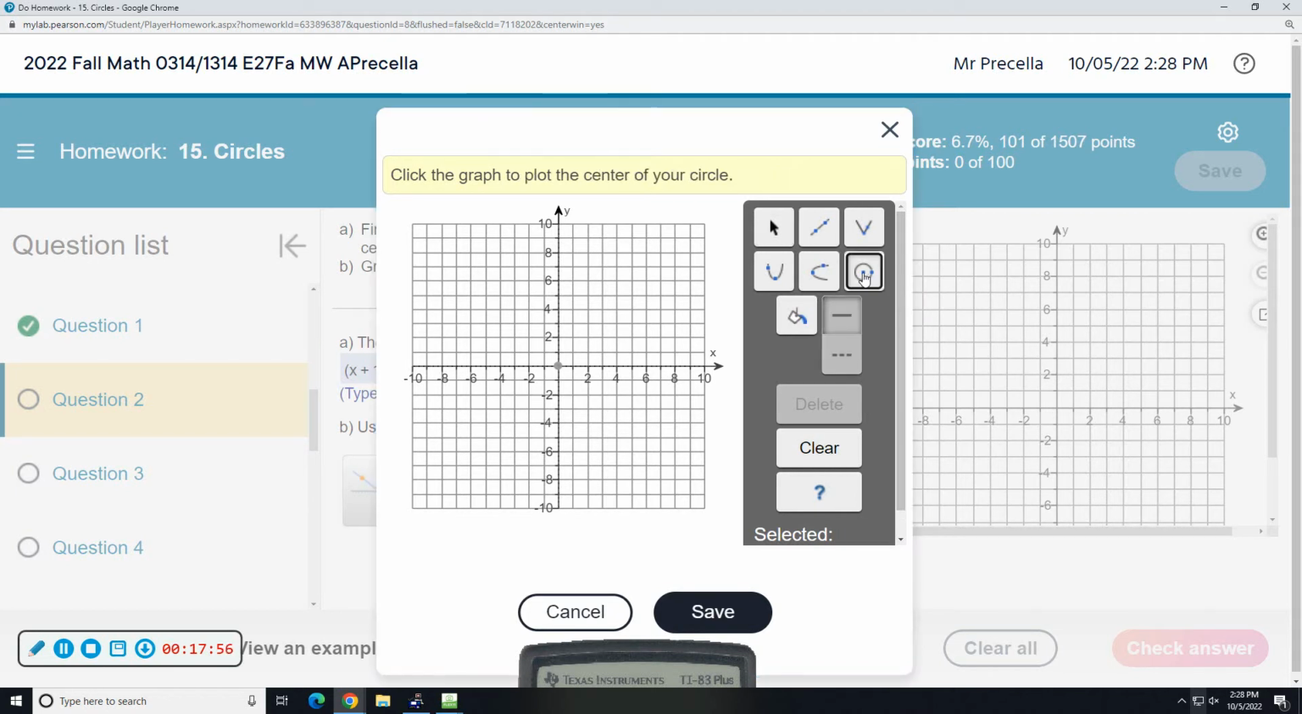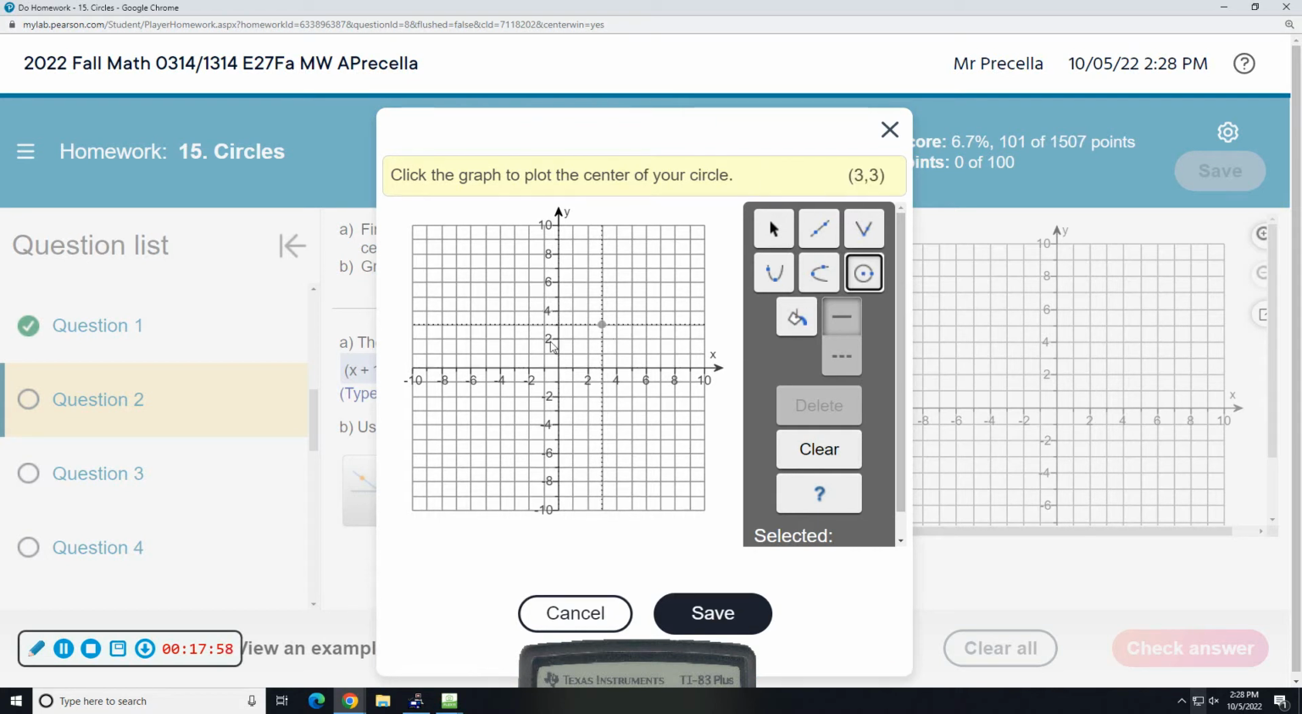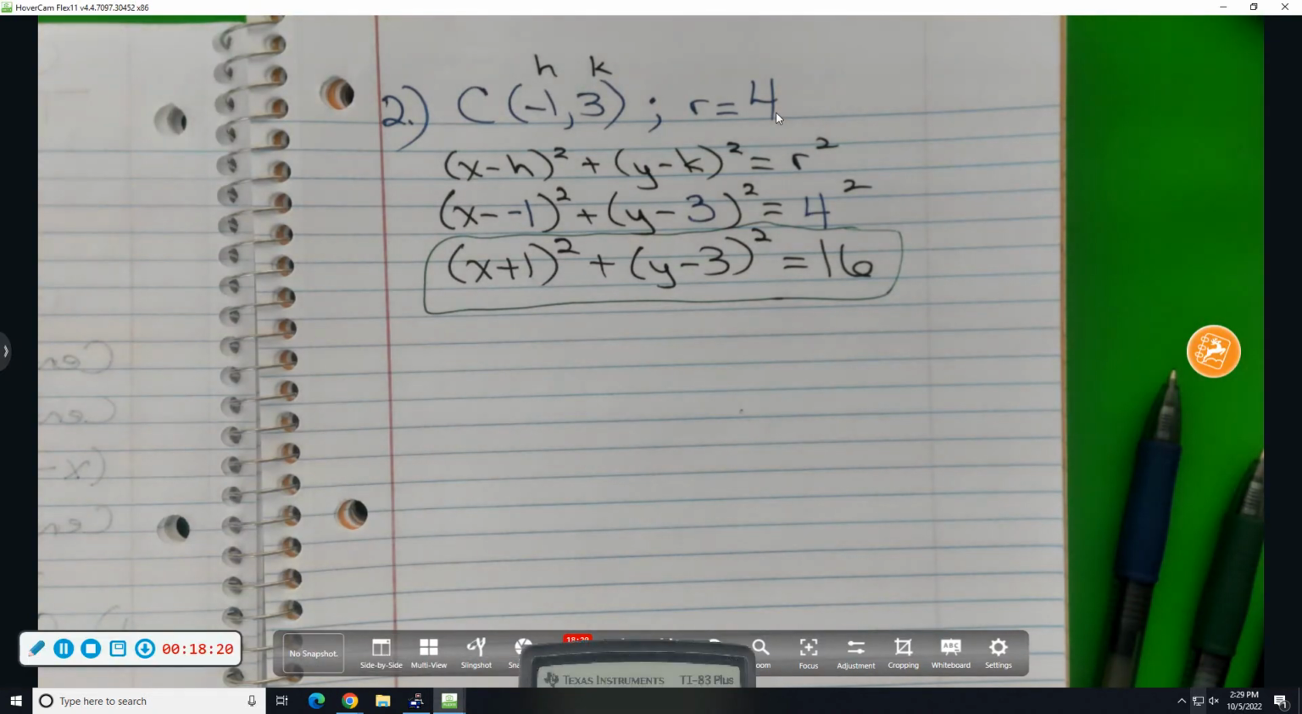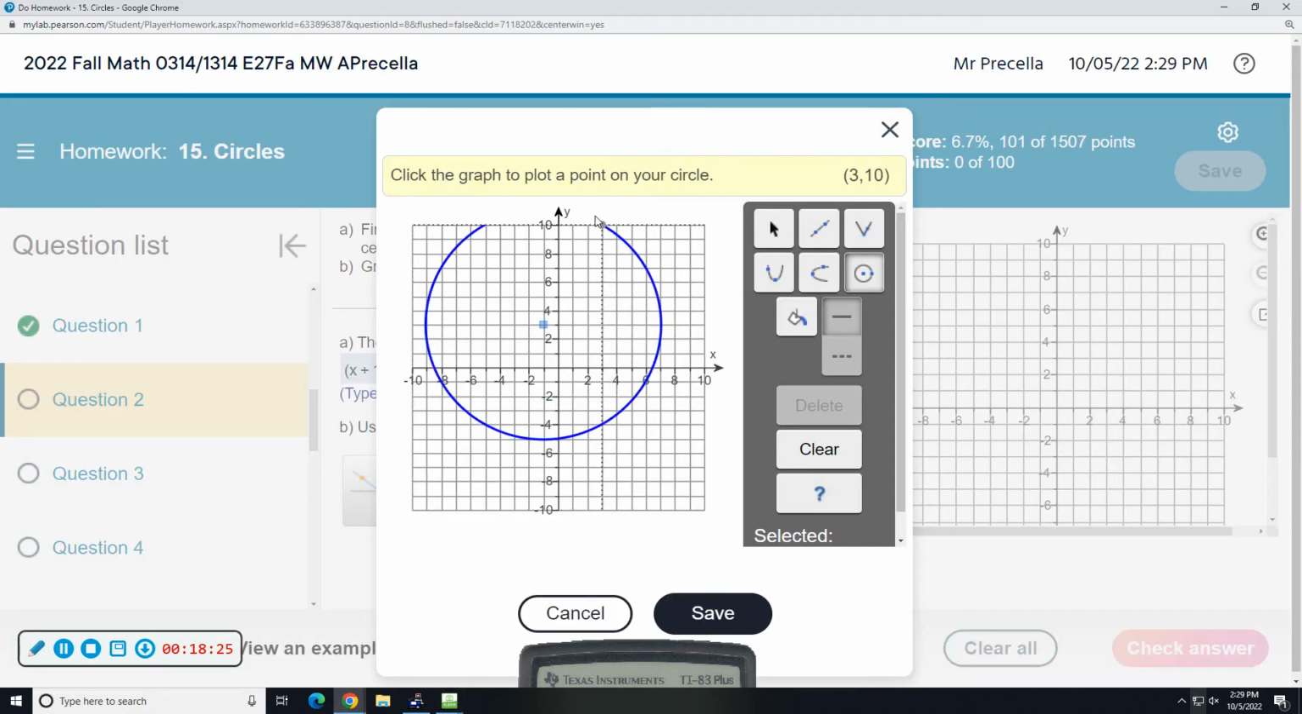So we click the circle tool. The center was at -1, +3. Is that it? Yes, so I click. What was the radius? Not 16. The square root of 16 was, what did they give us as the radius? The 4. Okay, so we're going to have to count 4 units in any direction. Here I am, right there. Do y'all want to count 4 units? Up, down, left to right. It doesn't matter. We'll get the same circle either way.